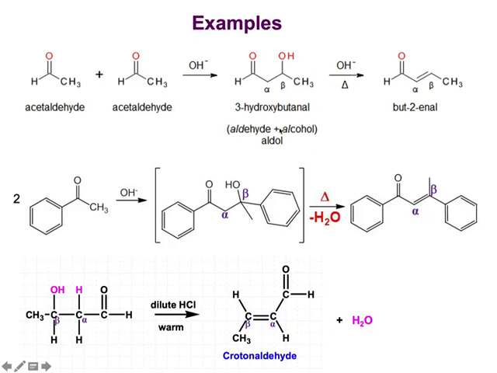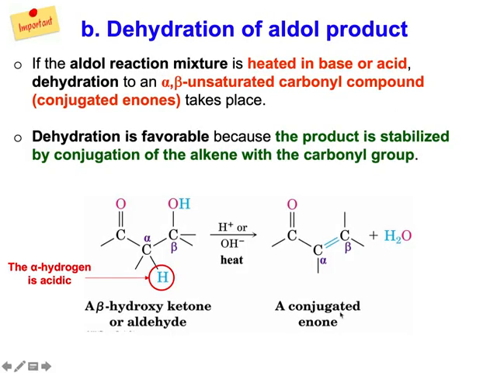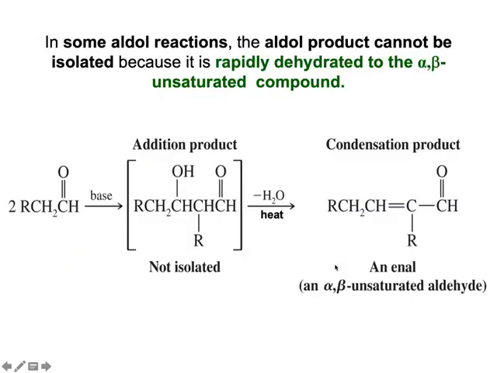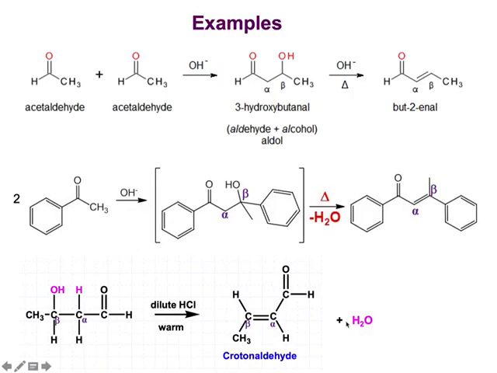So here is the aldol product from the aldol reaction. Continuing this aldol product by dehydration, we get the alpha beta unsaturated product, stabilized by conjugation of the enone. So we get this product, as in this example.